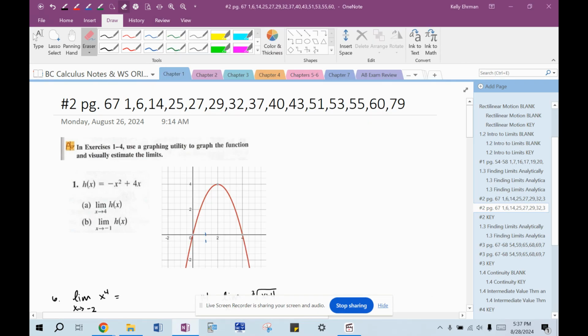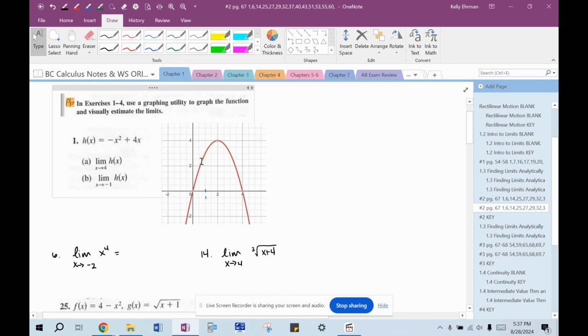All right, for this first problem, it says use a graphing utility to graph the function and visually estimate the limits. So we want the limit as x approaches 4, which is right here, of h of x. So it looks to me like the limit from the left and the right is coming out to 0.